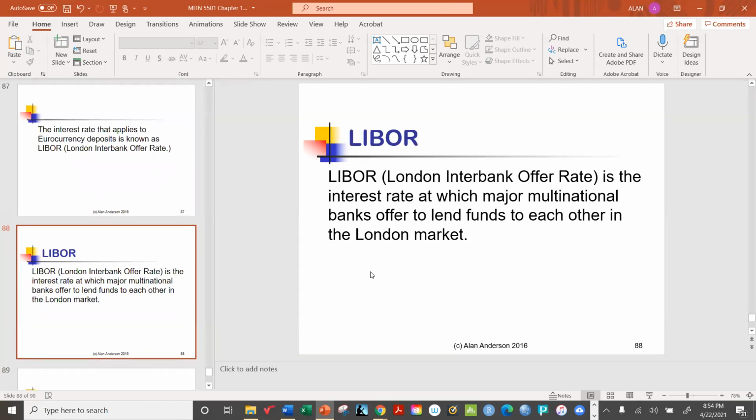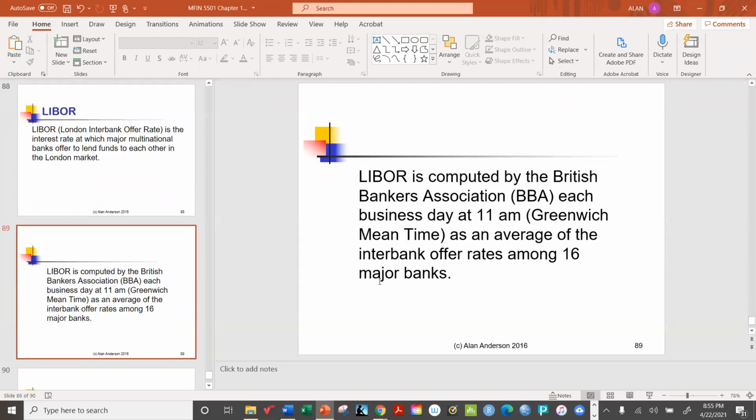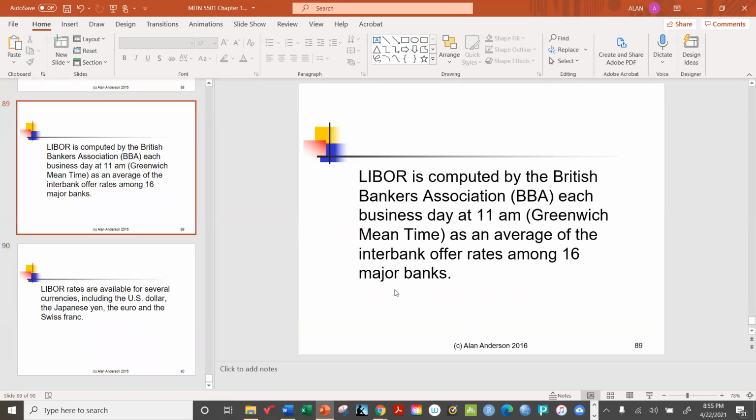The London Interbank Offer rate is the interest rate at which the major multinational banks lend funds to each other in the London market. And so this is how they would set it up. There's an organization called the British Bankers Association that was responsible for this. And so every day at 11 a.m. Greenwich Mean Time, an average of the interbank offer rates among the 16 banks was chosen. And they would toss the largest and the smallest numbers, and they would average out the rest of them to come up with that LIBOR rate.